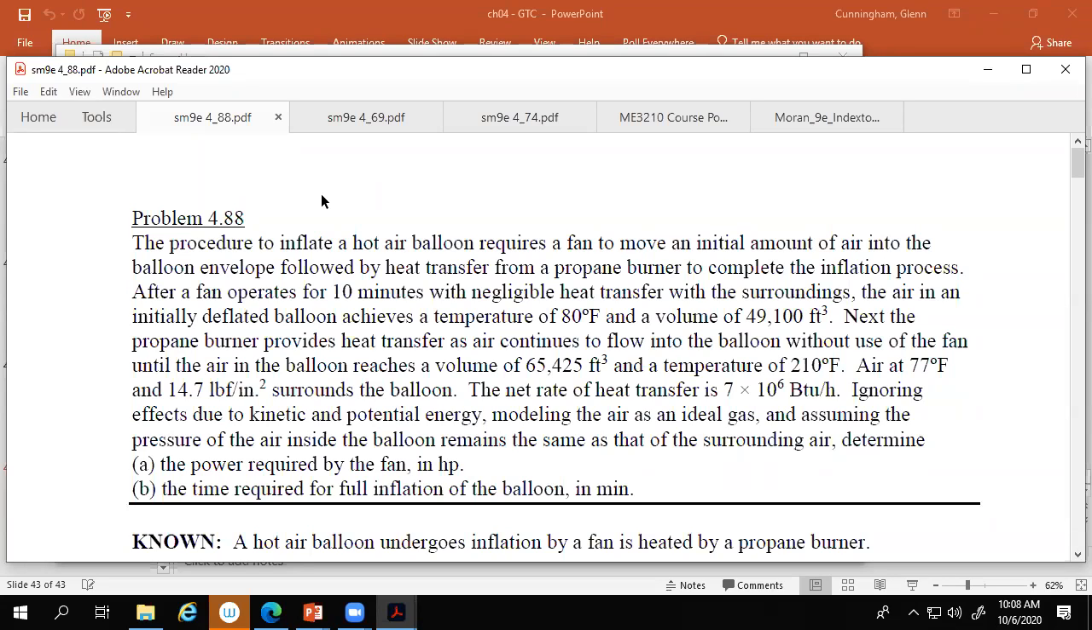The net rate of heat transfer is 7 million BTUs per hour. Ignoring effects due to kinetic and potential energy, modeling air as an ideal gas, and assuming the pressure of the air inside the balloon remains the same as that of the surrounding air, determine the power required by the fan in horsepower and the time required for full inflation of the balloon in minutes.